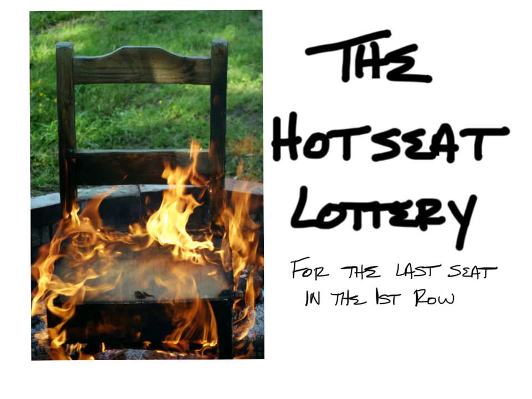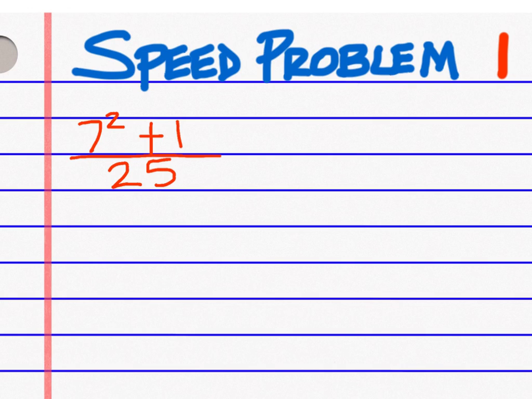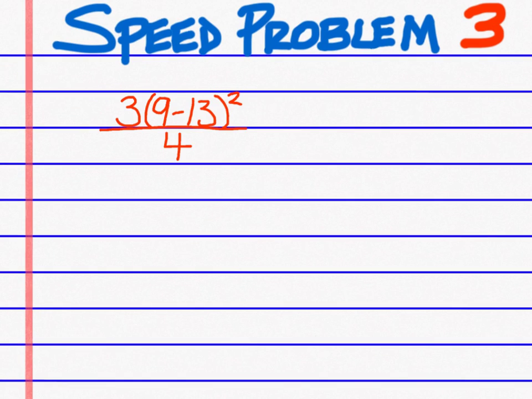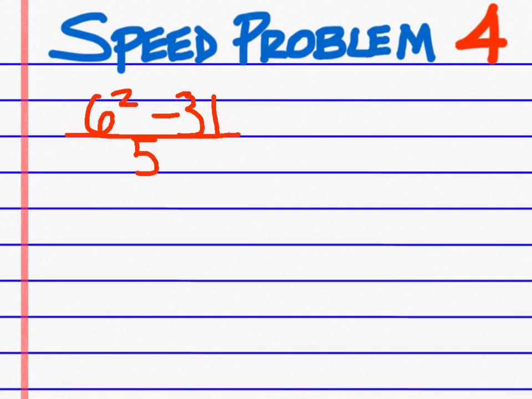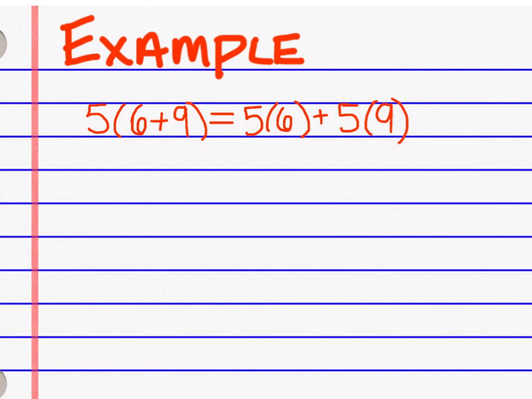Okay, time for the hot seat lottery for the speed problem. Speed problems. Number 1. Okay, answer for that one was 2. Number 2. Okay, answer for that one was 0. Number 3. Okay, answer for that one was 12. Number 4. Okay, answer for that one was 1. 5. Okay, answer for that one was 0.